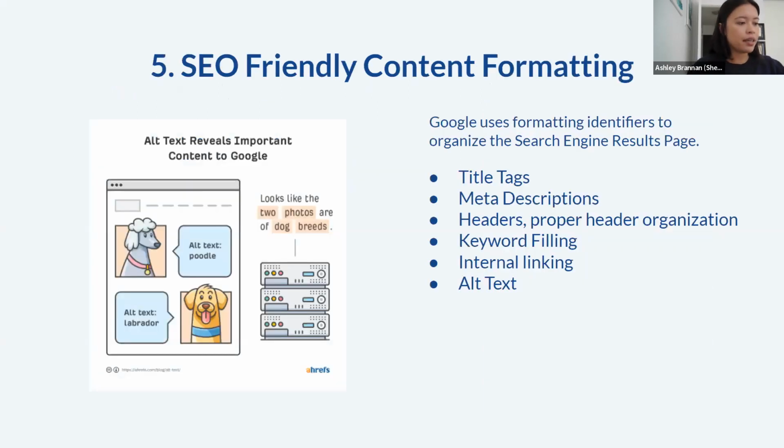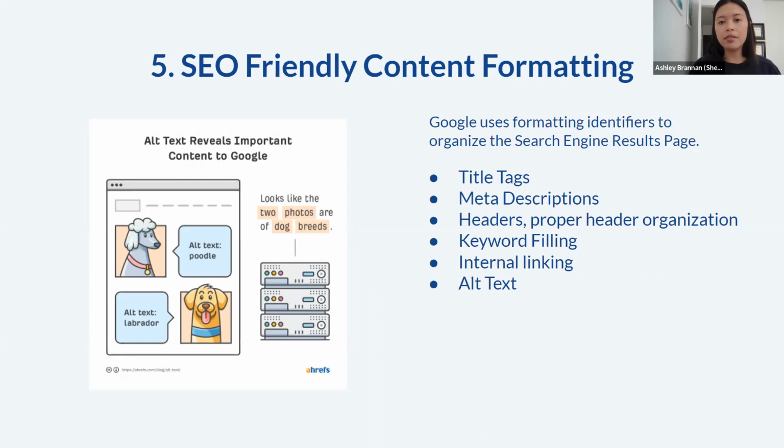The next step is creating SEO-friendly content formatting. And there are ways to format your website in order to make it easier for Google to understand the content that lives on your website. There are different things that we can fill out on each URL in order to signify to Google what that content piece is about and make your content more likely to rank for it.